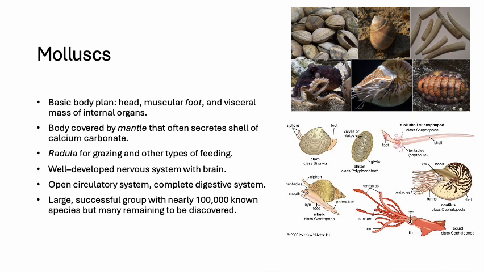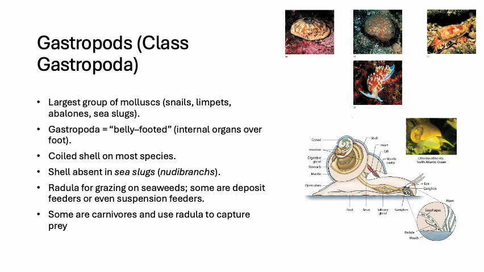Many have a radula, which is a ribbon-like structure used for feeding, from scraping algae to drilling into most prey. Mollusks also boast a well-developed nervous system, and in cephalopods this reaches extraordinary complexity.